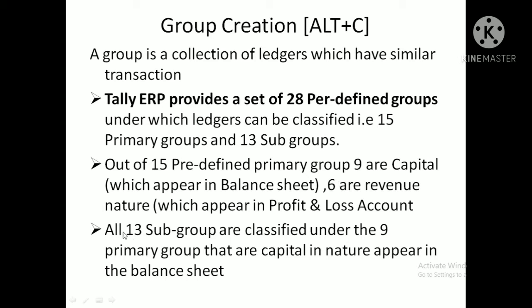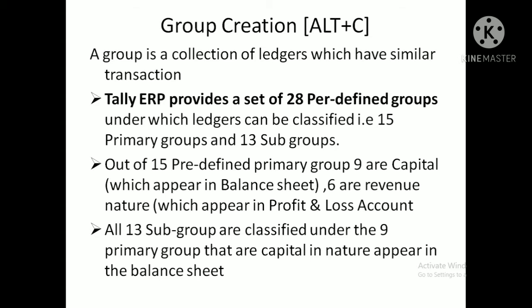Next, in Tally we have 13 subgroups. These 13 subgroups come under the primary groups. These 13 subgroups are further classified under the 9 primary groups, and they are related to what? Capital in nature, so they will appear in the balance sheet. Then the remaining subgroups come under the profit and loss account because they are revenue in nature.